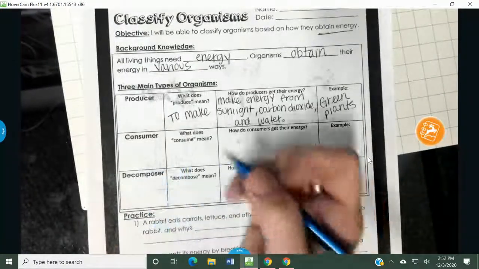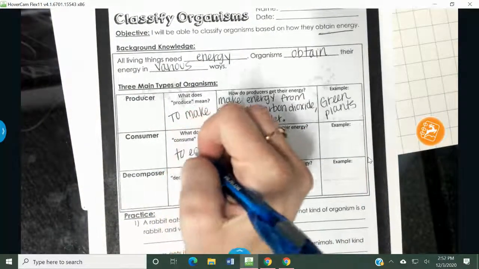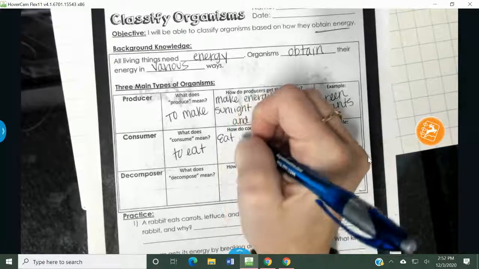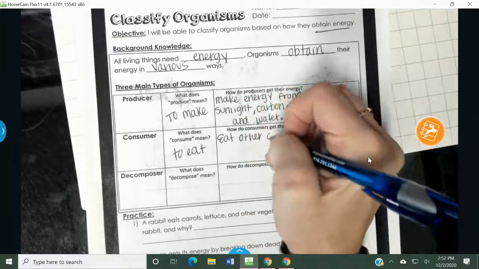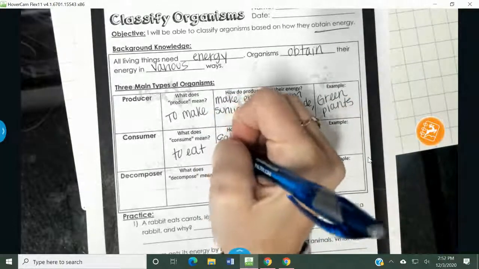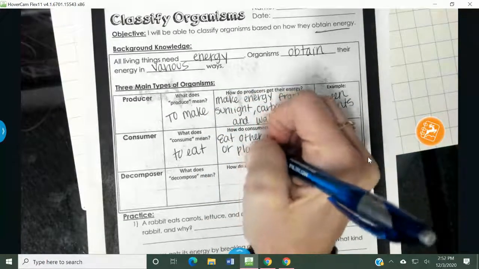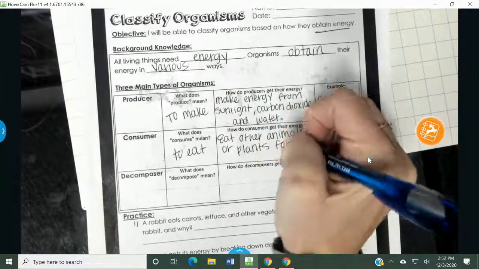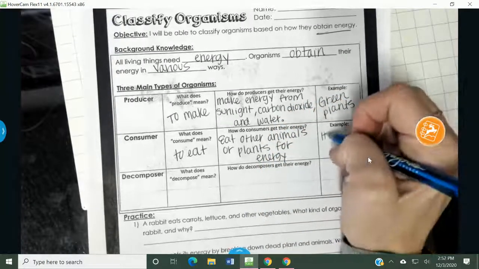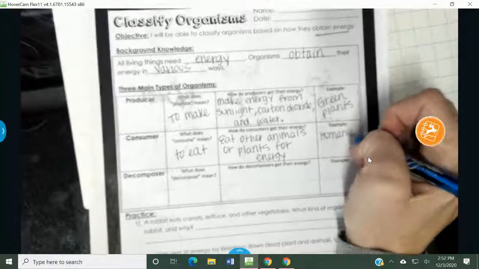The next level of organisms are called consumers. What does it mean to consume? Well, that means to eat. So how do consumers get their energy? They eat other animals or plants for energy. So that sounds like you and me. So that includes humans and animals.